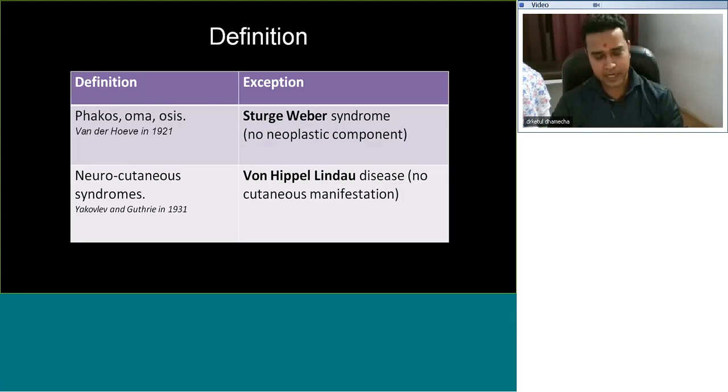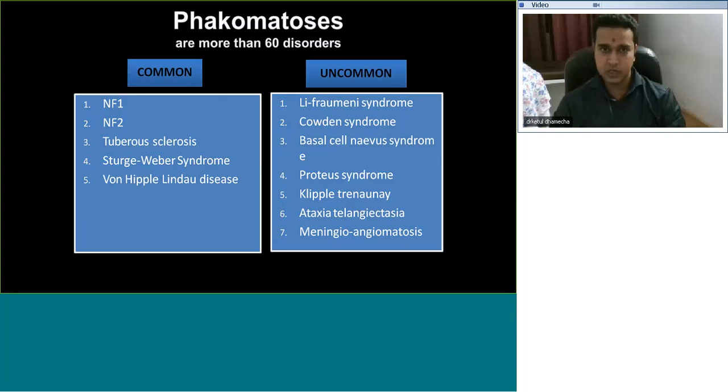By definition, phacomatosis or neurocutaneous syndromes include the skin as well as the nervous system. However, there are some exceptions: in Sturge-Weber there is no neoplastic component, and in VHL you cannot find any cutaneous manifestations. There are common and uncommon phacomatoses. Most commonly encountered are NF1, NF2, tuberous sclerosis, Sturge-Weber syndrome and VHL, whereas uncommon varieties are Cowden, basal cell nevus syndrome, Proteus, ataxia telangiectasia and meningiomatosis.